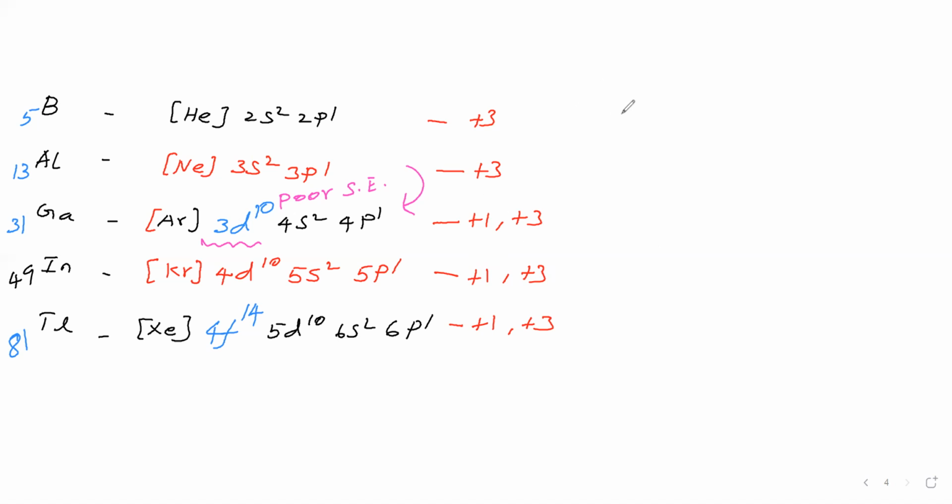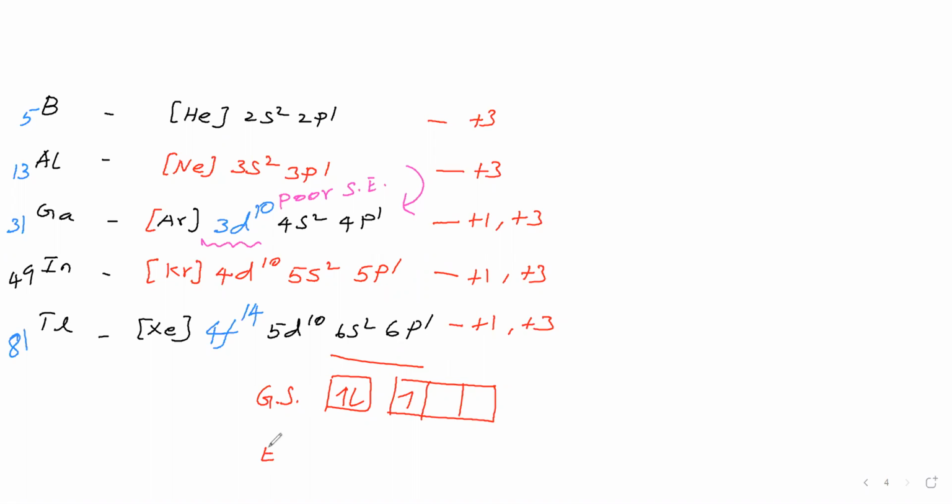Why does thallium show +1? That we'll see. In thallium, the valence shell configuration is 6s2 6p1. It is the ground state configuration. In the ground state, 6p contains 1 unpaired electron. This unpaired electron is involved in chemical reaction. Therefore, thallium shows +1. In the same way, indium, then gallium.